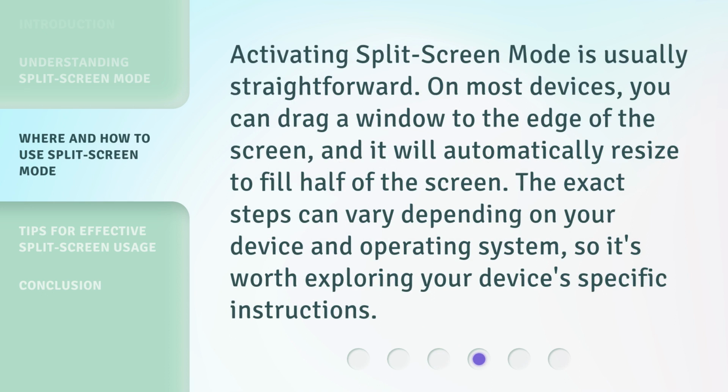Activating split screen mode is usually straightforward. On most devices, you can drag a window to the edge of the screen, and it will automatically resize to fill half of the screen. The exact steps can vary depending on your device and operating system, so it's worth exploring your device's specific instructions.